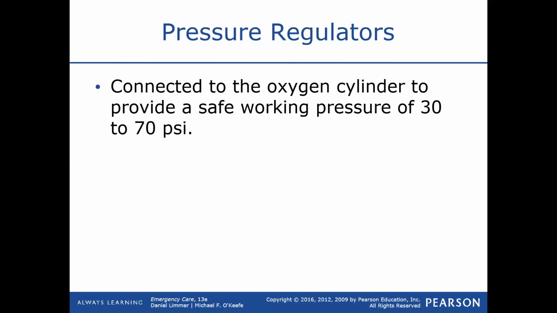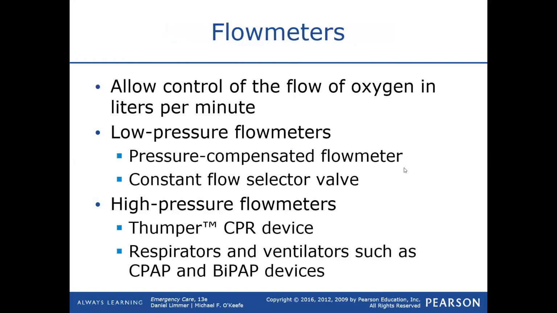Pressure regulators are connected to the oxygen cylinder to provide a safe working pressure of 30 to 70 PSI. Okay, and then flow meters. So we have a regulator that goes onto the tank, and from there, off of that regulator, we have a flow meter. They allow control of the flow of oxygen in liters per minute. That's how we measure our oxygen deliveries, in liters per minute. We have low pressure flow meters, pressure compensated flow meters, and the constant flow selector valve. And that's what's most common. We have high pressure flow meters for CPR devices, respirations, CPAP and BiPAP devices.